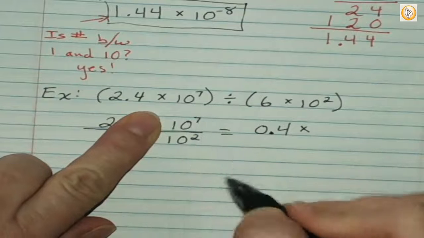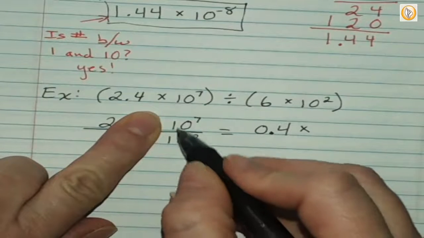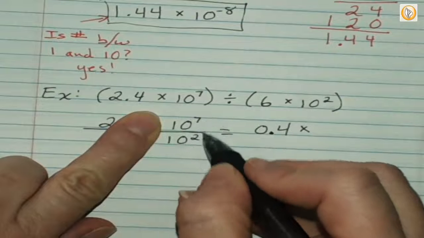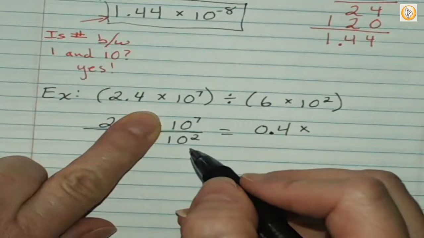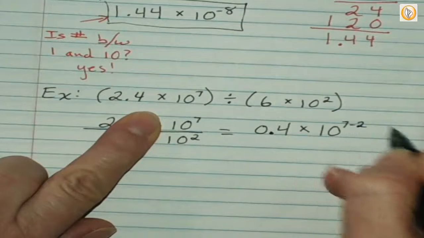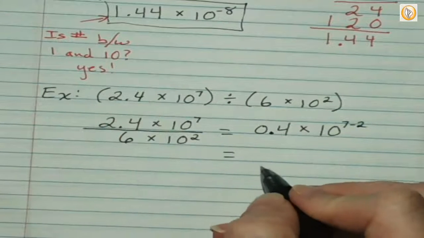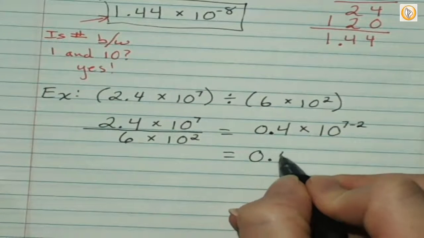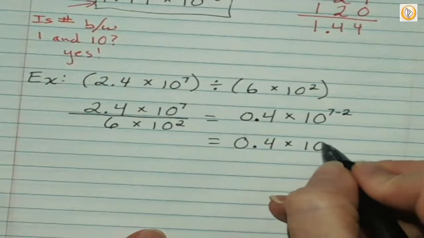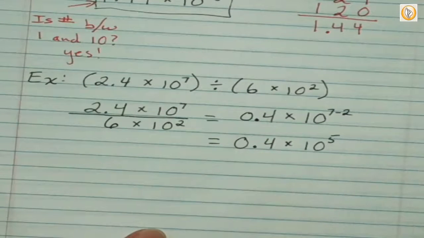Now, times. Guys, look right here. This is a 7, by the way. We're dividing, right? So you subtract. Miranda, if we're dividing and the bases are the same, what do we do to the exponents? That's right. So we're going to subtract 7 minus 2. What do you get, Miranda? Okay, so it's 0.4 times 10 to the 5th power.